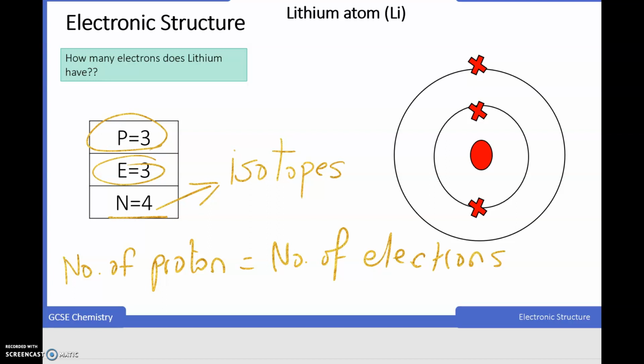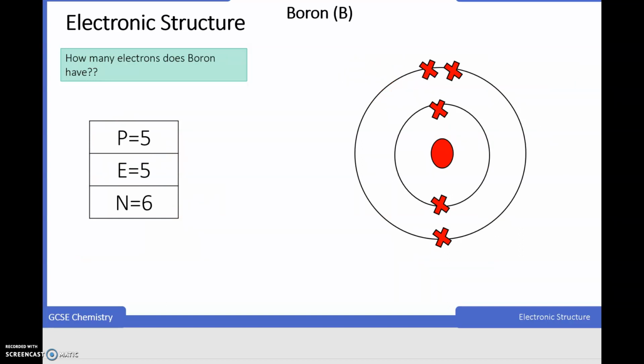So if you look here, we have got 2 shells, and this is shell 2, this is shell 1. Each of these shells represents an energy level. So in this case we have got 2 energy levels because we have 2 different shells. Now we're looking at an example of boron, and this time we have got 5 electrons, which also means I've got 5 protons, but I have 6 neutrons.